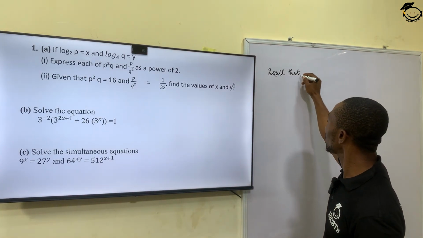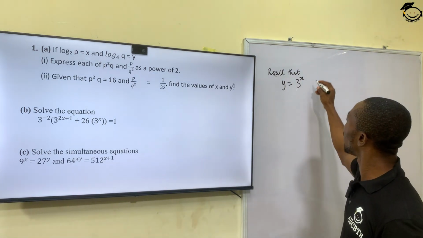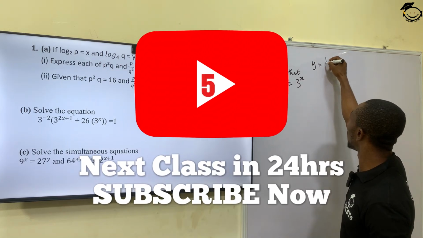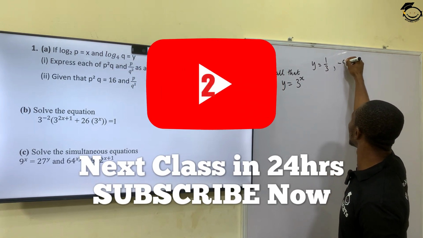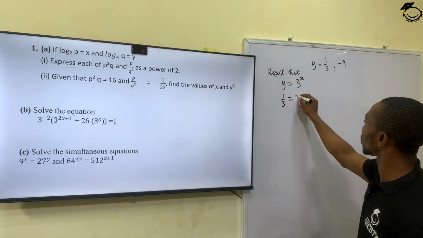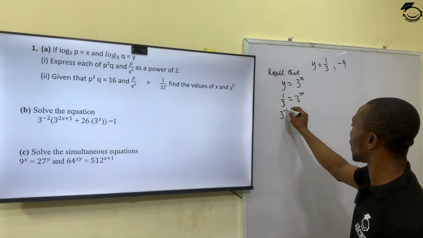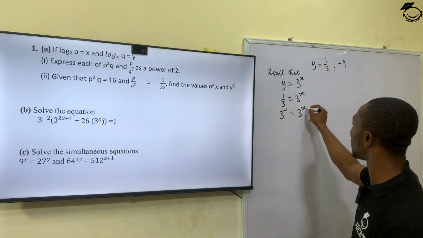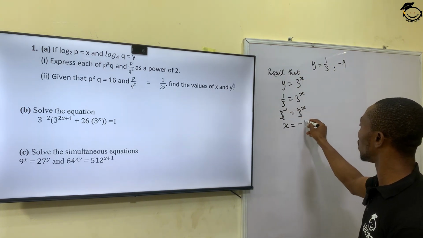Recall that y equals 3 raised to power x, and our value for y is 1 over 3 and minus 9. So for this, we have 1 over 3 equals 3 raised to power x. Now, changing this becomes 3 raised to power minus 1 equals 3 raised to power x. So equating our bases, x will give us minus 1.